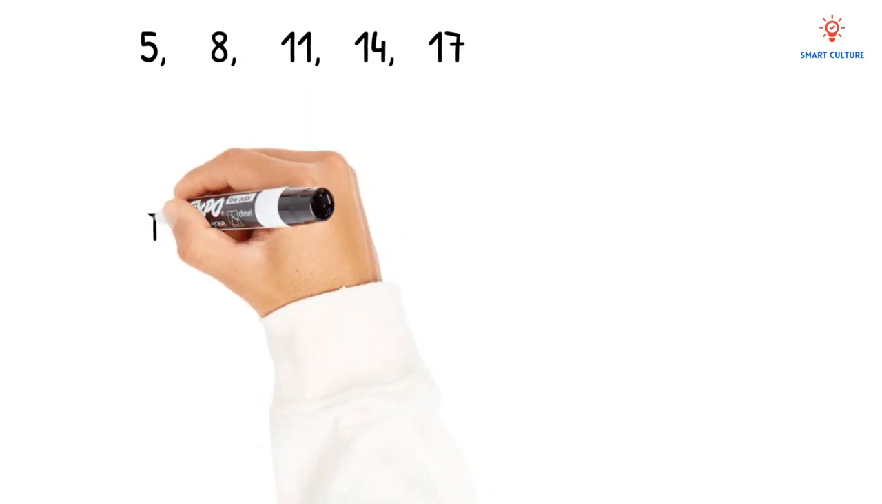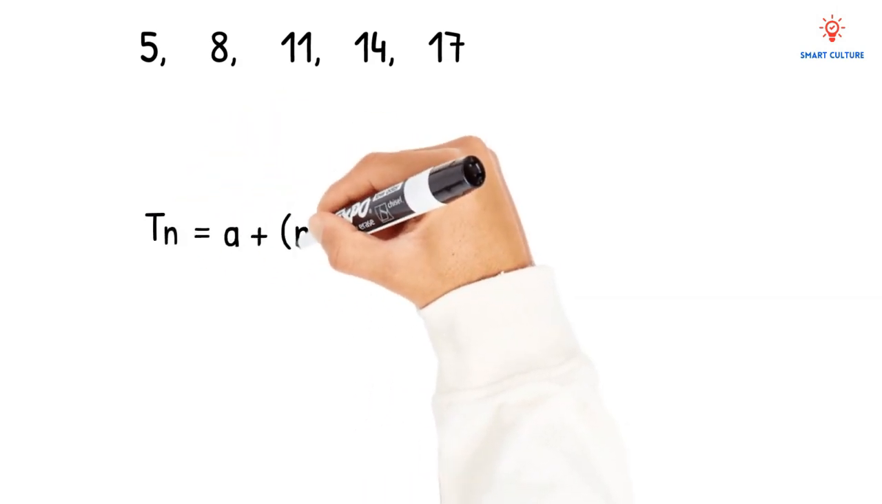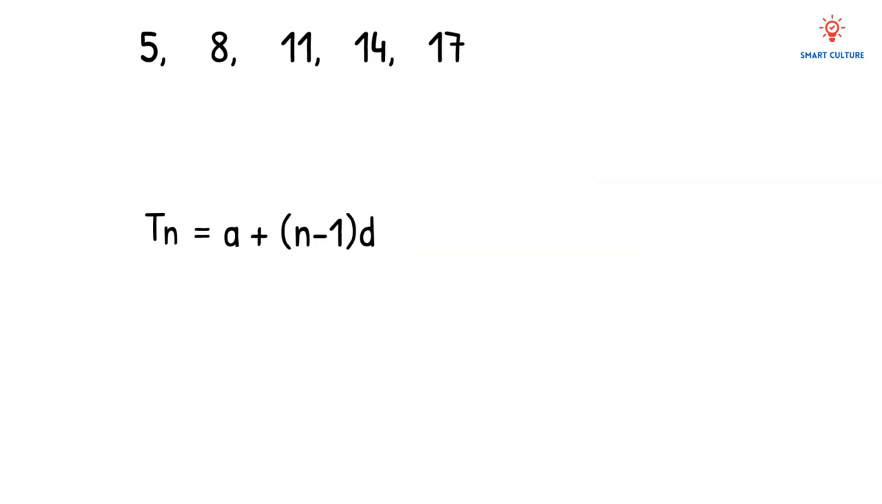Here we have another example. Calculate the 10th term of the following sequence: 5, 8, 11, 14, and 17. So what we'll do first is we'll determine the nth term, the rule for the nth term of this sequence, and then we'll use this rule to determine the 10th term. So let's start by writing down the formula. Tn is equal to a plus (n minus 1)d.